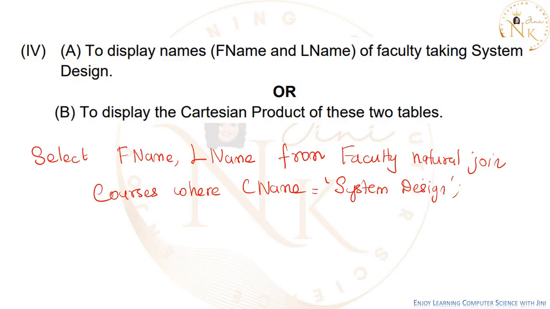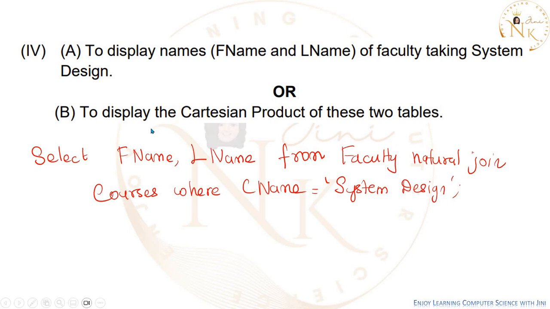You can write it in another way also: select F name, L name from faculty, courses where C name is equal to system design, and faculty dot C name should be equal to the common column you have to equate. So here the condition need not be specified explicitly because we are using natural join.